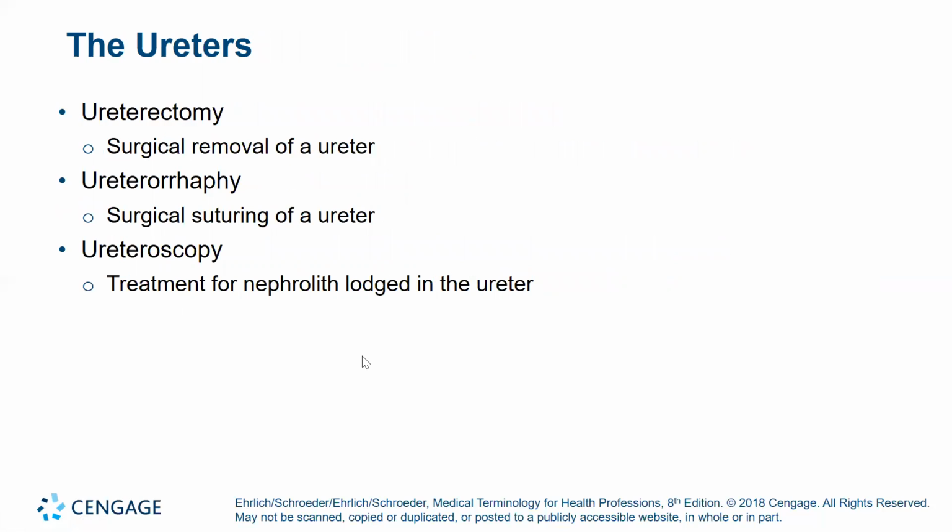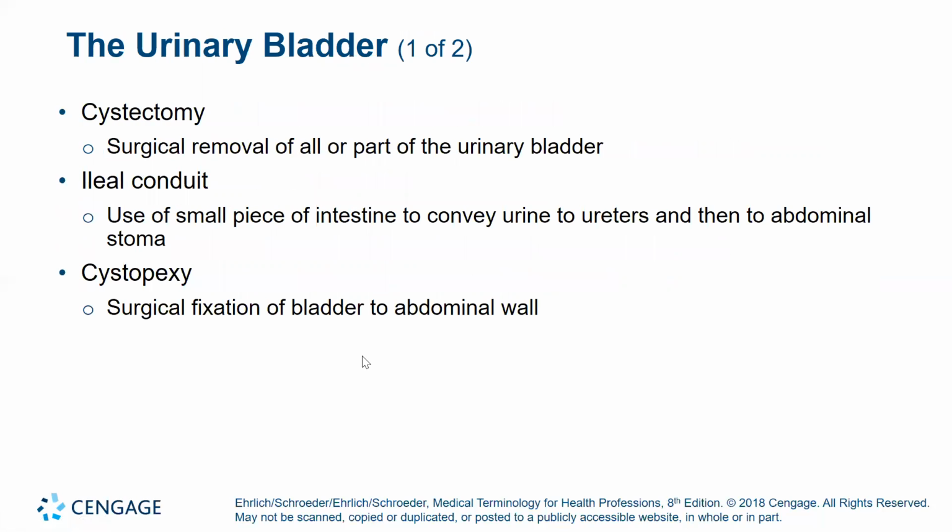The ureters, we have ureterectomy, surgical removal of the ureter. Ureteroplasty, surgical suturing of the ureter. And then we have the ureteroscopy, treatment for nephrolith lodged in the ureter. The urinary bladder, cystectomy. This is just surgical removal of all or part of the urinary bladder. We have the ileal conduit. This is use of small piece of intestine to convey urine to ureters and then to abdominal stoma. We have the cystopexy.